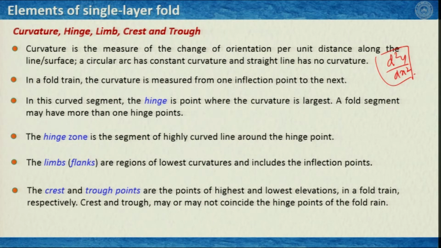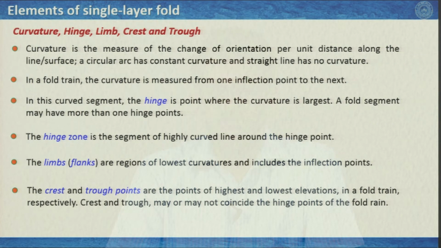So, in that sense, within a fold train we can figure out that it changes its curvature from the synform to antiform and so on, keeping the inflection point in the middle. So, if I consider a curved segment of a fold, then we define a typical point on this curved segment, which is known as the hinge, a point where the curvature is maximum.